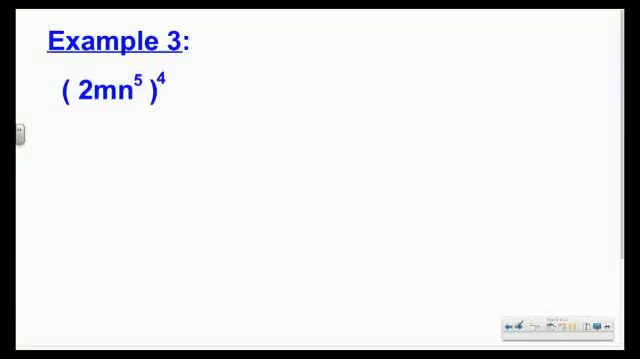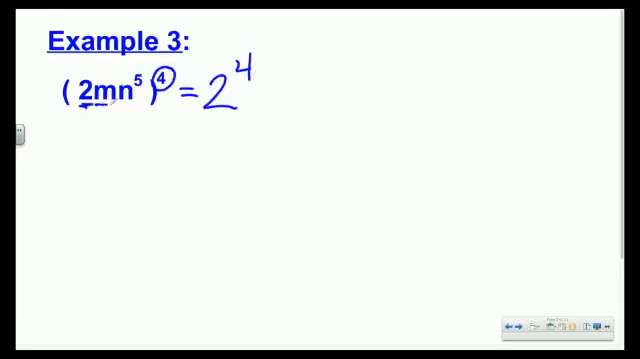All righty. Okay, one more together. So I have 2mn to the 5th raised to the 4th power. All right. So I'm going to just distribute that exponent. I'm thinking about it like that throughout. So I have 2 raised to the 4th power. So 2 to the 4th.